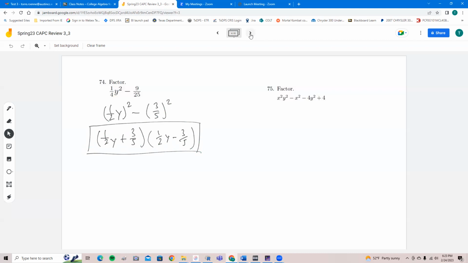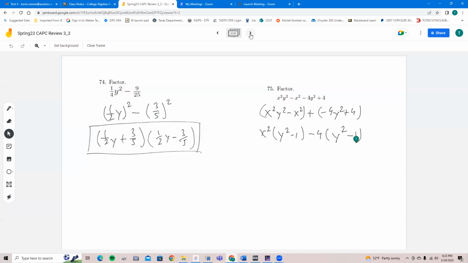Okay, 75. Let's look for common terms, which we don't have any. Let's factor by grouping then. X squared y squared, minus x squared, plus negative 4y squared plus 4. Now what do these have in common? Looks like x squared, so I'll pull the x squared out. I get y squared minus 1. And these I'm going to take a negative out for sure, but also I can take 4 out, so I'm going to pull negative 4 out, left with y squared minus 1.